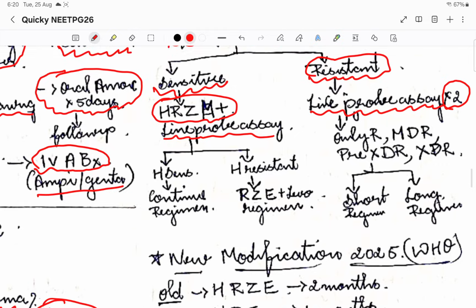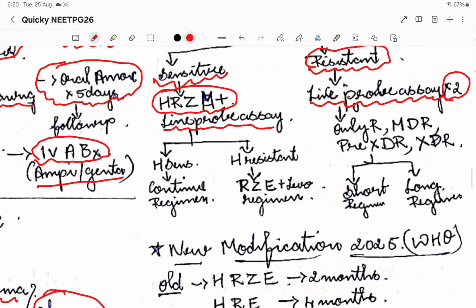Now suppose the line probe assay results come and it tells that there is isoniazid sensitivity. Line probe assay is what decides whether the isoniazid resistance is there or not. First we did for rifampicin, then we are sending for isoniazid. So if H sensitivity is there, then we are continuing the regime. There is no change, we are going to continue the regime.